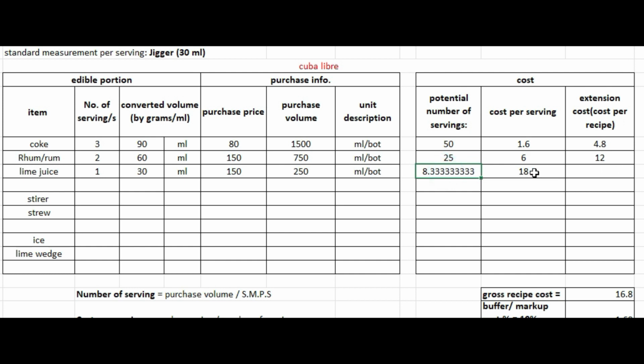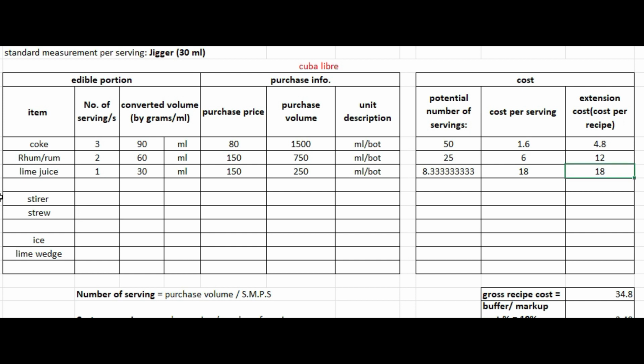Again, for our cost per serving, the same process: our purchase price will be divided by our number of servings. In this case, our cost per serving for fresh lime juice will be 18 pesos. And for our extension cost, since we are only using 1 serving of 30 ml fresh lime juice, the price is the same, 18 pesos, for our extension cost.